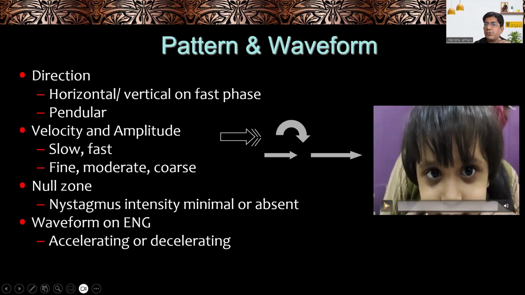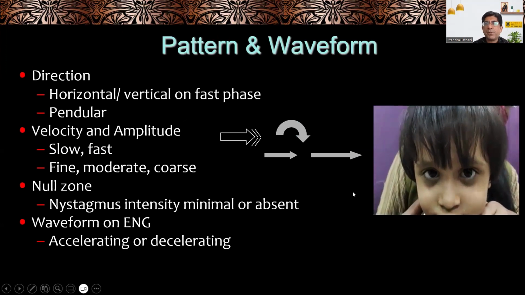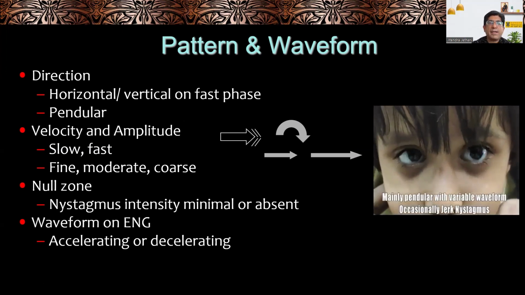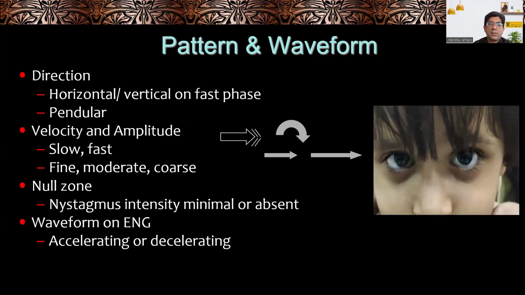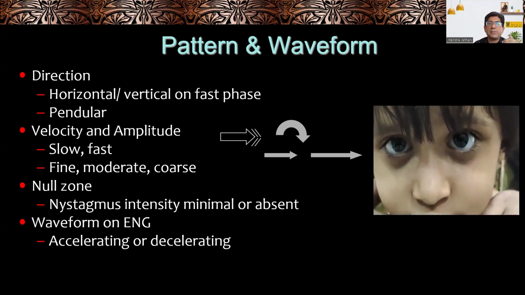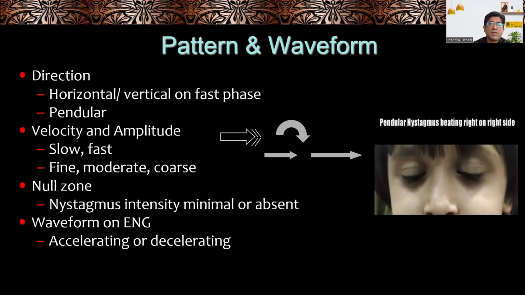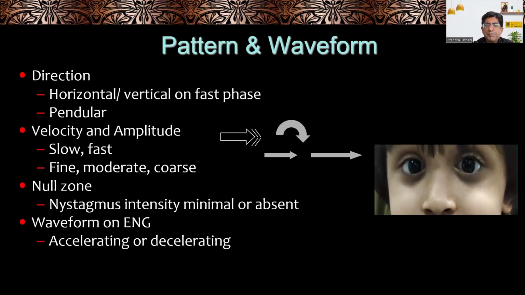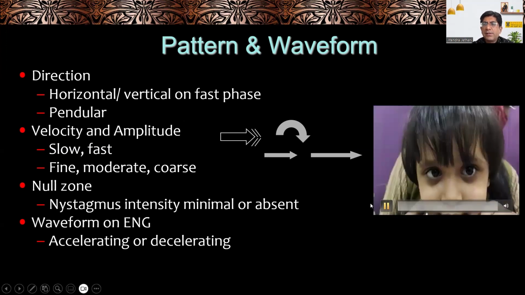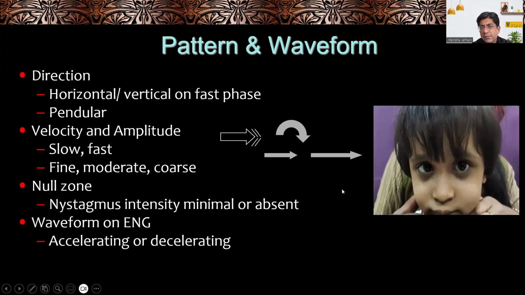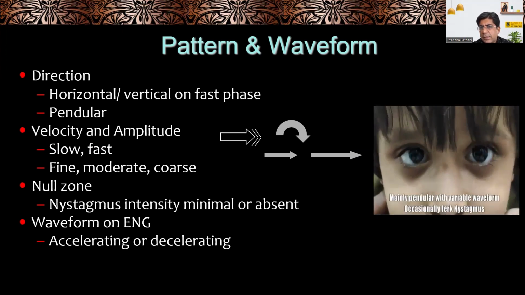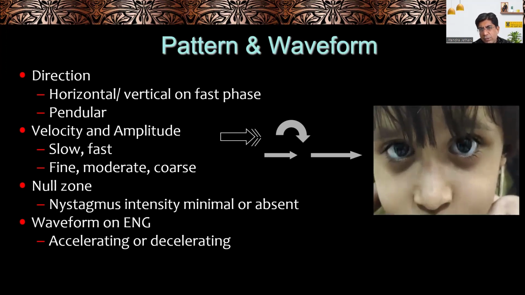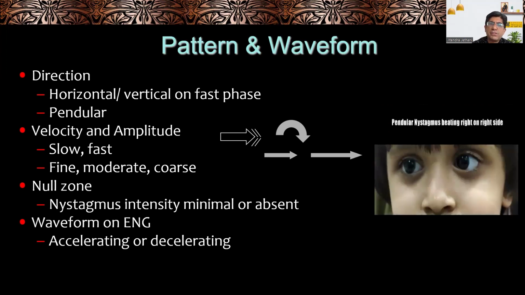Now, there has to be a system as to how you write about nystagmus. If I am saying that this is a horizontal nystagmus with the fast phase on the right side, there should not be any difference between two people describing it. Now, if you see this child, the child is having nystagmus. She has a pendular nystagmus, and there is a small variable component and an occasional jerk nystagmus. When she is looking towards the left, it is beating towards the left. So this is how you have to write.